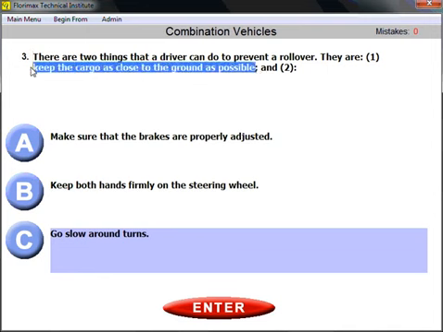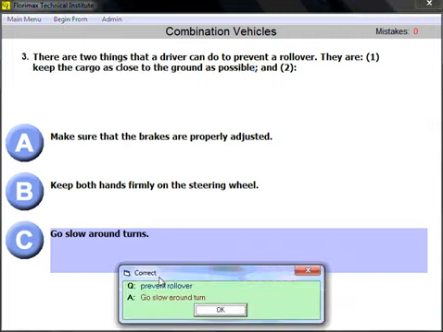So always 2 things you can do to prevent a rollover. The first one, keep the cargo as close to the ground as possible. And the second one, go slow around turns.